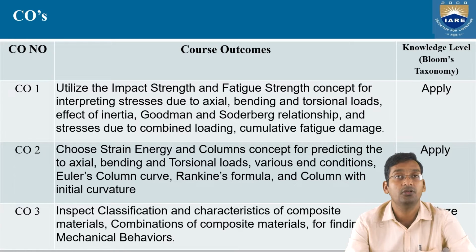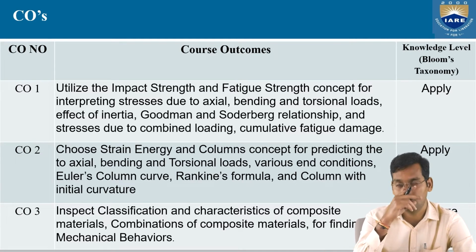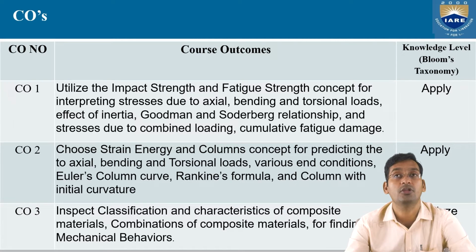Now the next one is CO2: choose strain energy and column concepts for predicting the axial load, bending, and torsional load. So in that, first apply another method, called the strain energy method or simply the energy method. By that, the student can find how much bending there will be, what the load should be, and in what form they will get it.